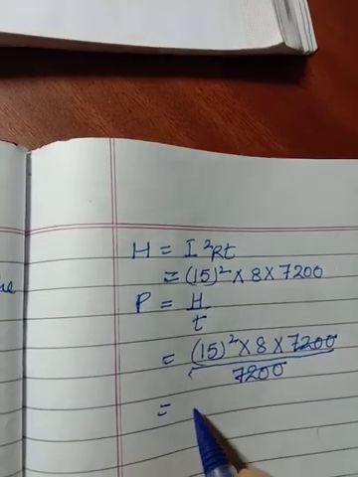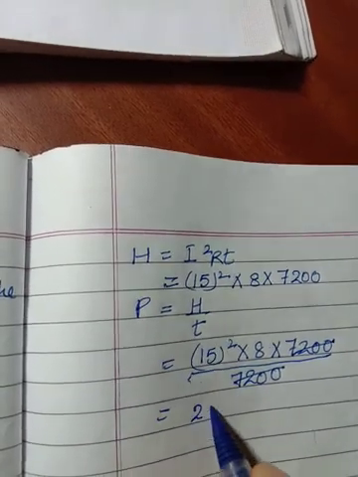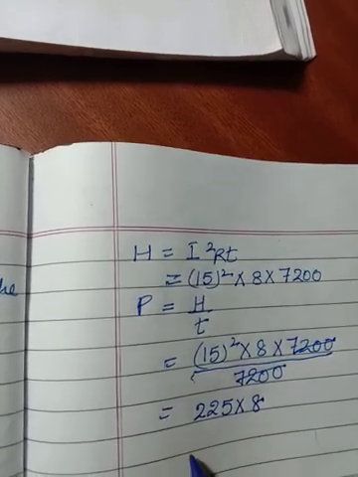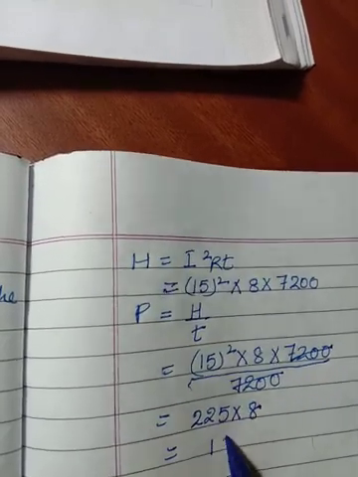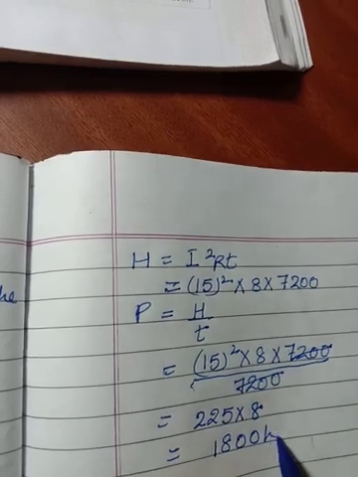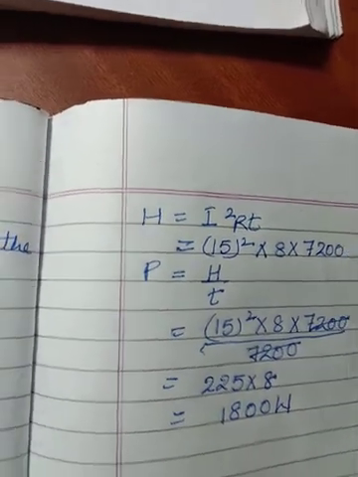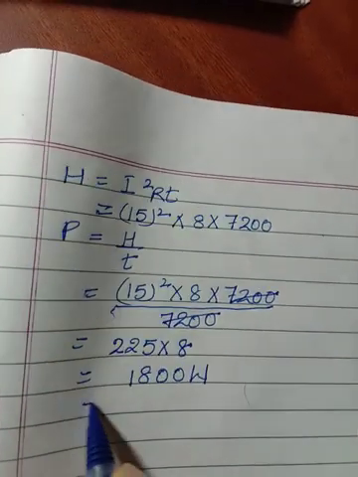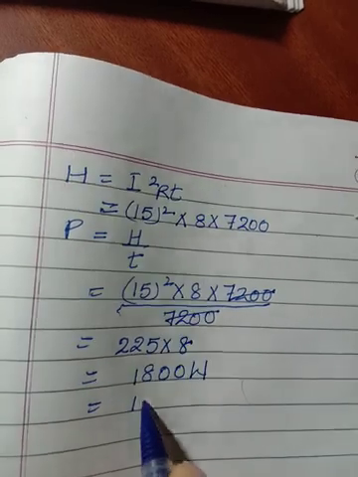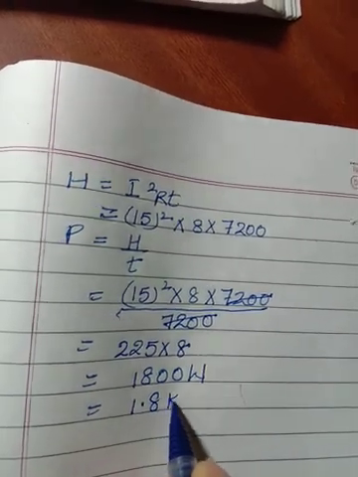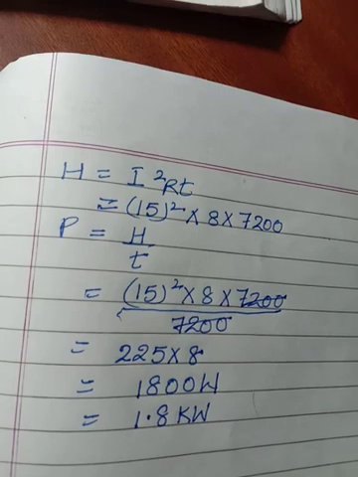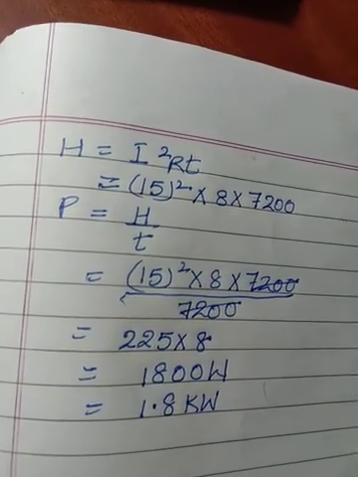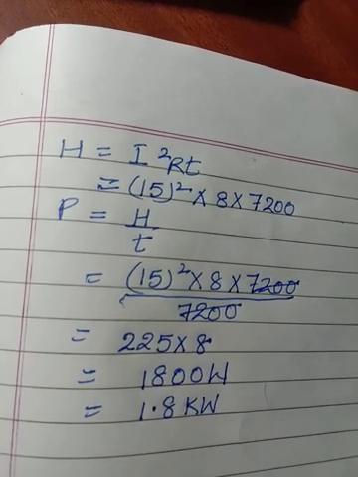So here I am getting 15 into 15, 225, into 8. It comes out to be 1800 watt. So here we have found the power in this way, or we can also write it as 1.8 kilowatt. This is how we can solve the questions based on power consumption or energy produced.